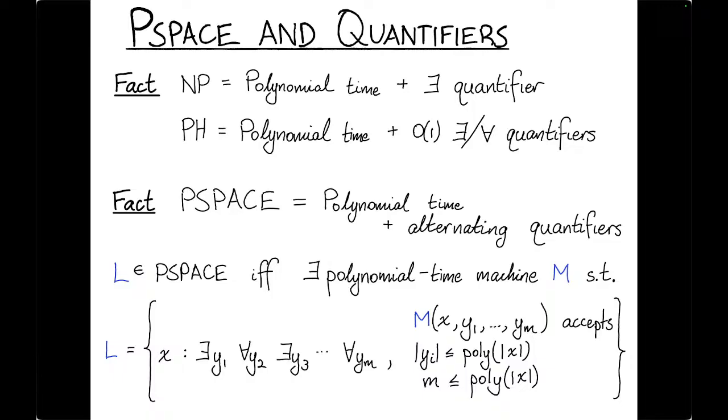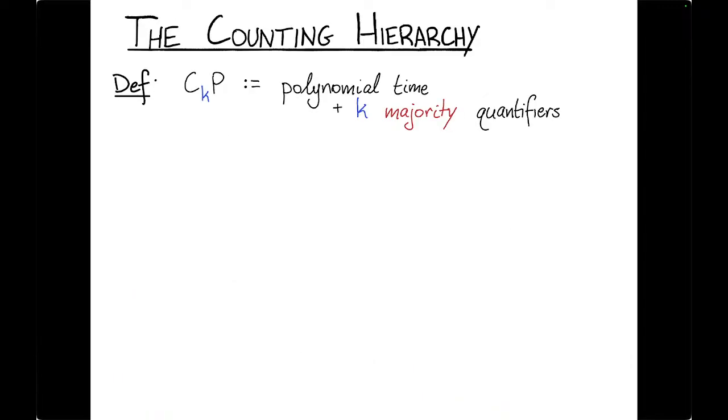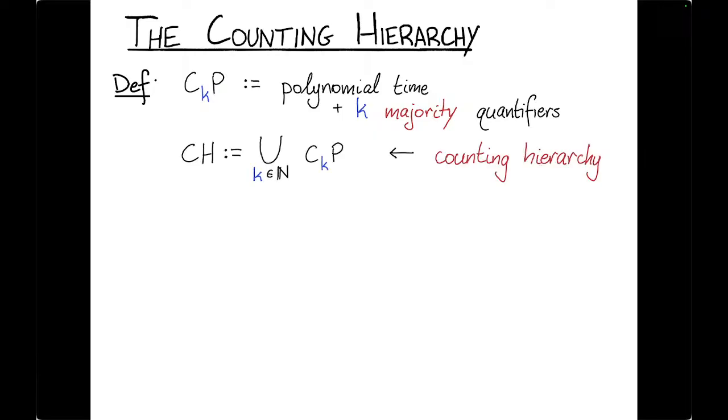And the counting hierarchy, well, it's easy to define in terms of quantifiers. So this class CkP, this is the kth level of the counting hierarchy. This is what you get when you take a polynomial time machine and allow yourself k nested majority quantifiers. So instead of exists a string y or for all strings y, I say for a majority of strings y, at least half of them. And then when you take the union of these classes over all natural numbers k, this is what the counting hierarchy is. So this gives you a constant number of majority quantifiers.